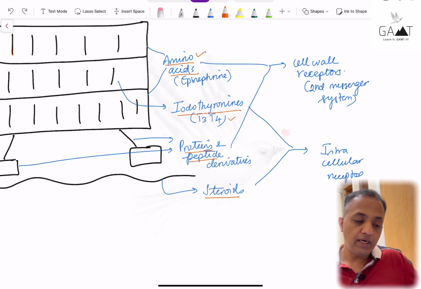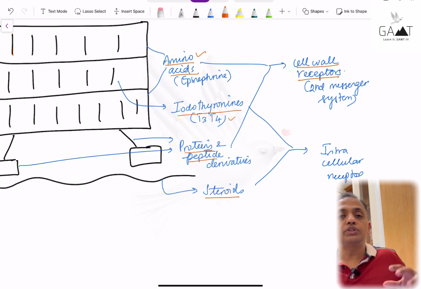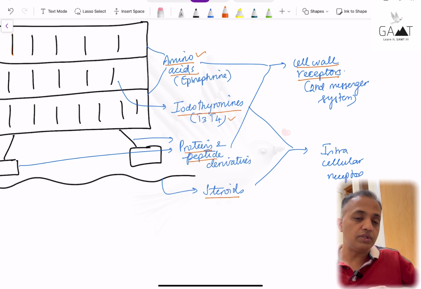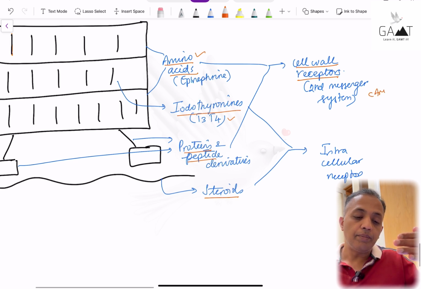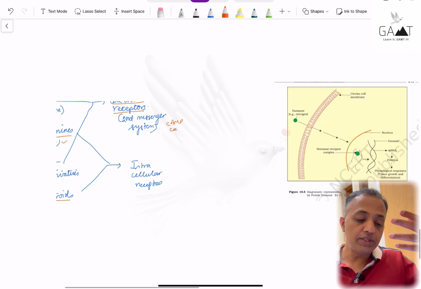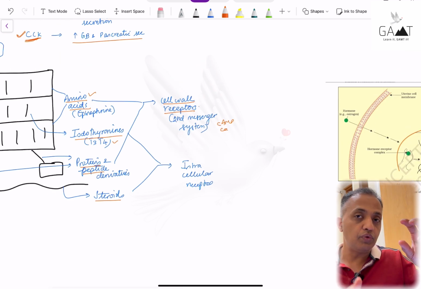What do I mean by that? The amino acids and the proteins and peptides have cell wall receptors, which means these hormones cannot penetrate into the cell. They're secreted by the gland, carried in the bloodstream, and when they reach the target organ, they cannot penetrate the cell but instead interact with the cell wall receptors. Then by using the second messenger system, which is cAMP, calcium, and other second messengers, they bring about the necessary change that's needed.